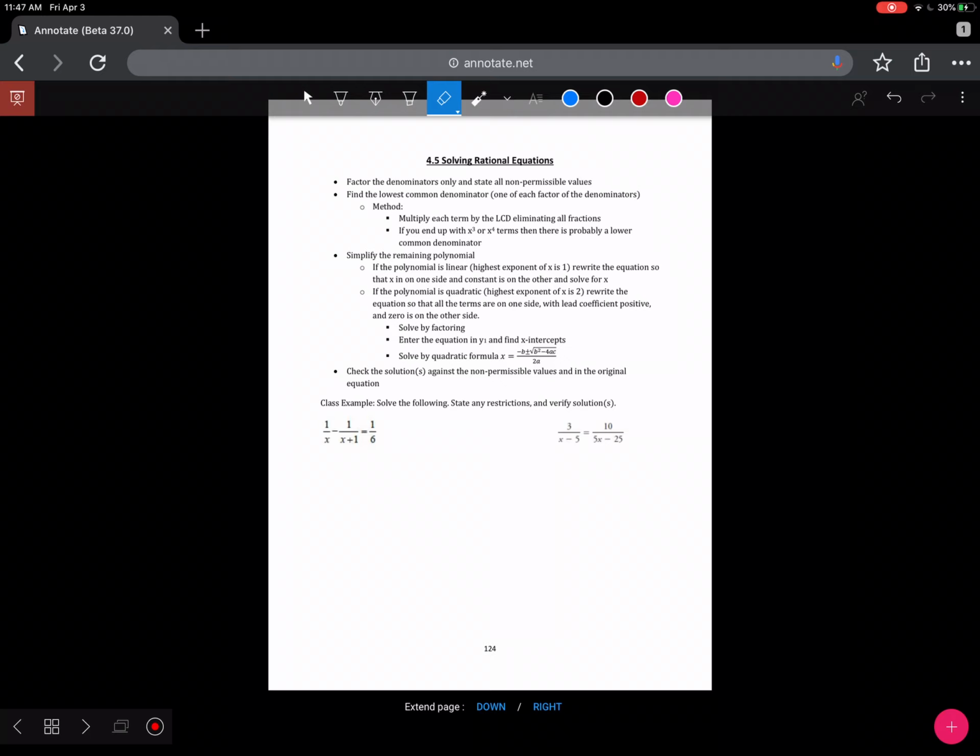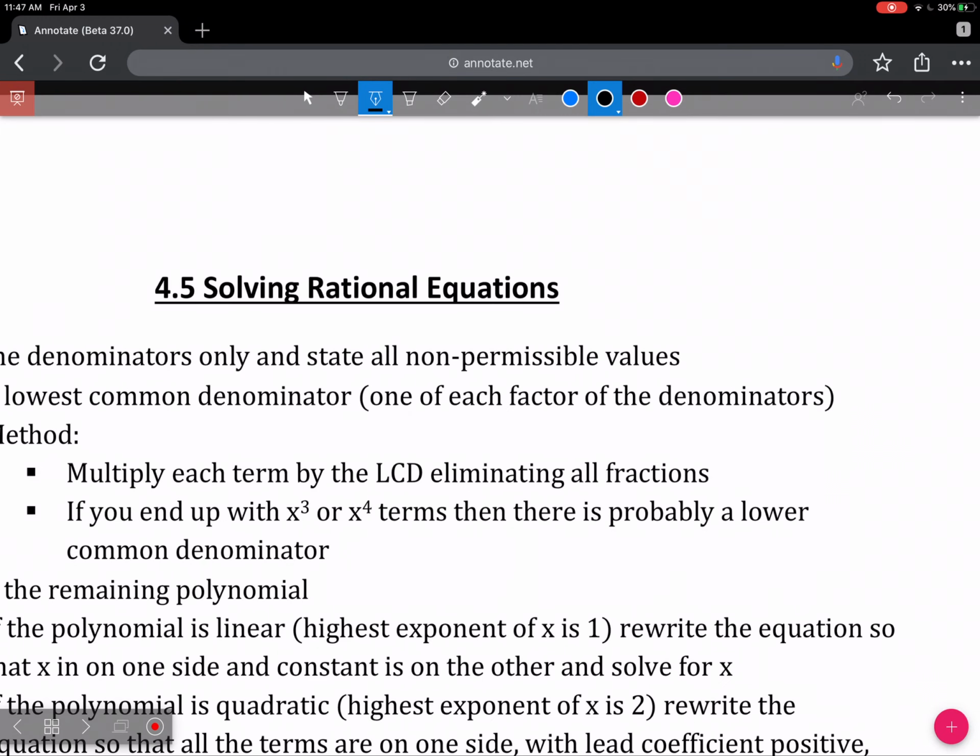So the biggest difference with this lesson is that we're no longer working with expressions, we're working with equations. Expressions don't have the equal sign, equations do. We're going to have two types that you're going to see. One type will be a simple rational expression equal to another simple rational expression like this. And my recommendation for these types is just a simple cross multiplication.